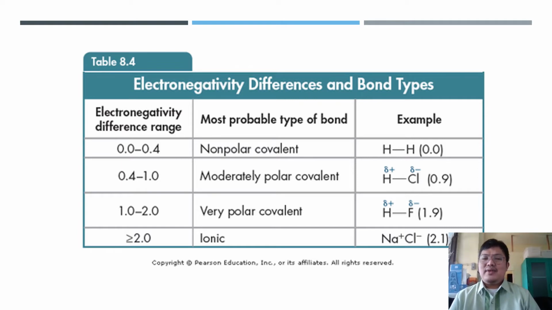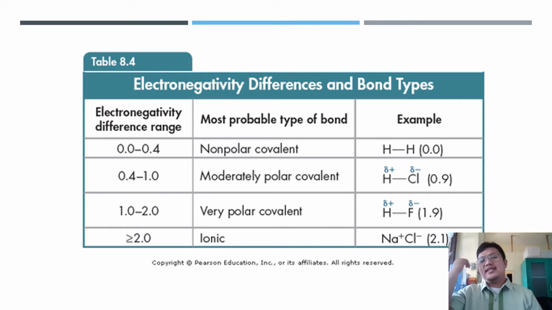The second type is 0.4 to 1, which is considered as moderately polar covalent. When we say moderately polar covalent, medyo mahina pa yung mga partial charges. One good example is hydrochloric acid, a combination of hydrogen and chlorine, which has an electronegativity difference of 0.9, which can be considered as moderately polar covalent.